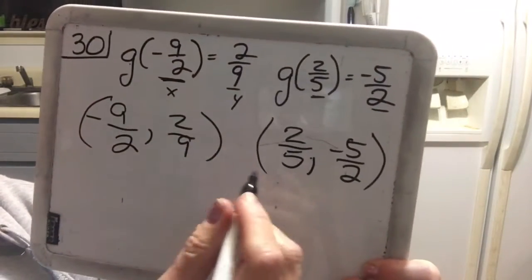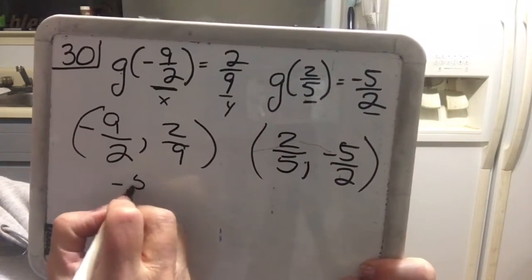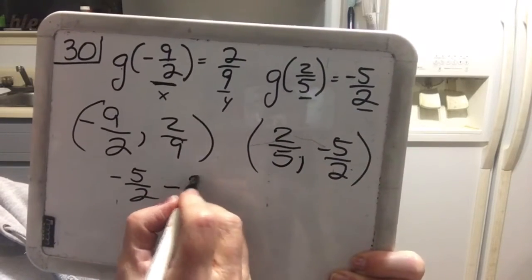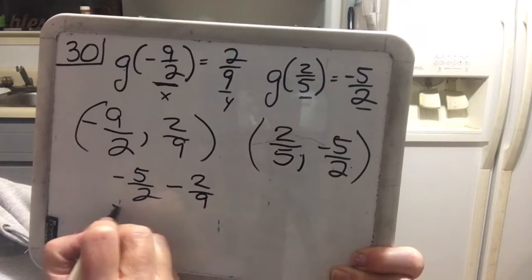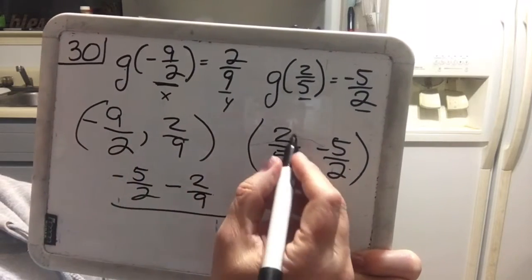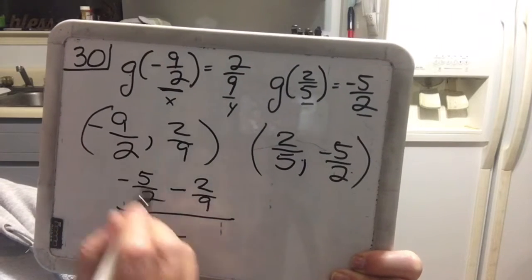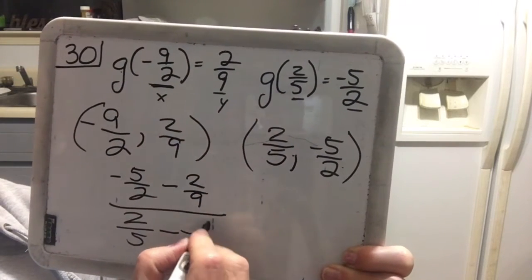So now we're going to say -5/2 take away 2/9, divided by 2/5 take away a -9/2.